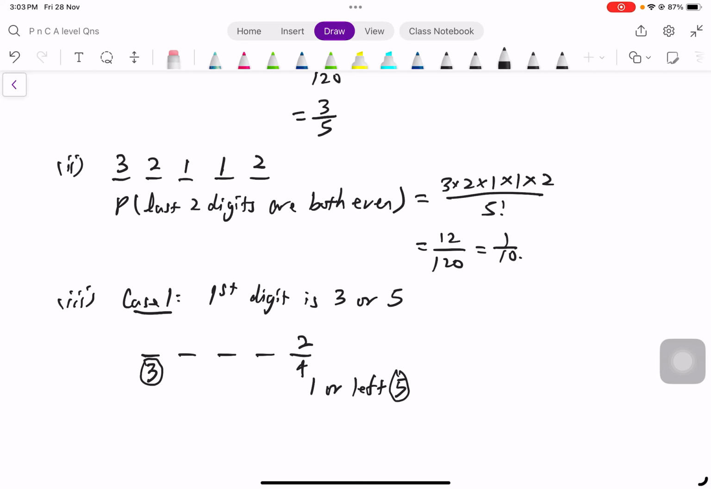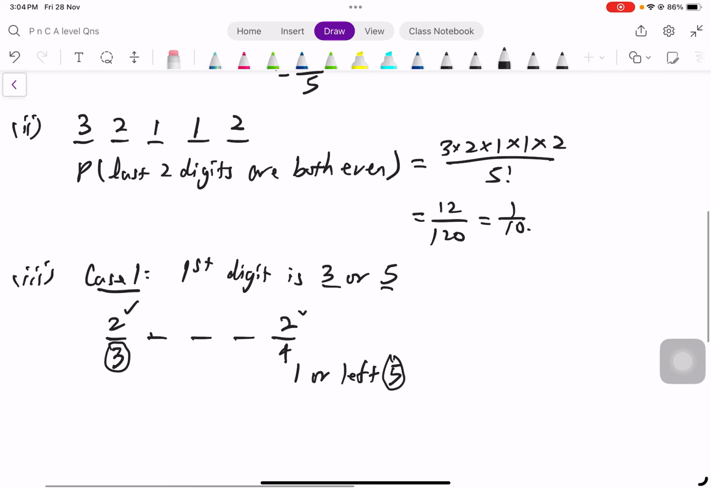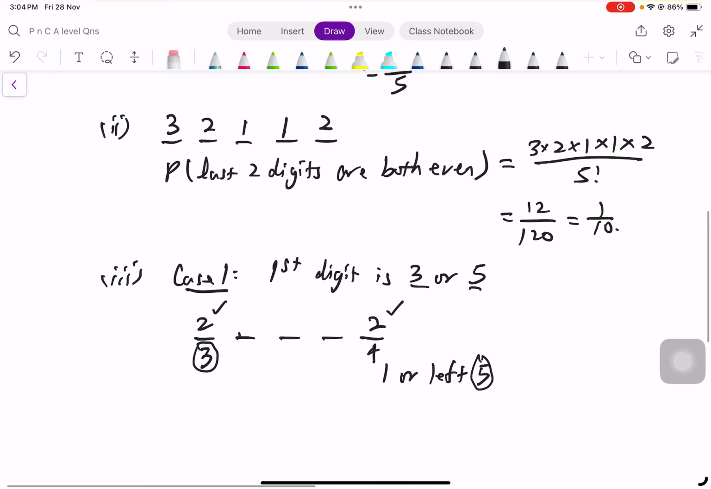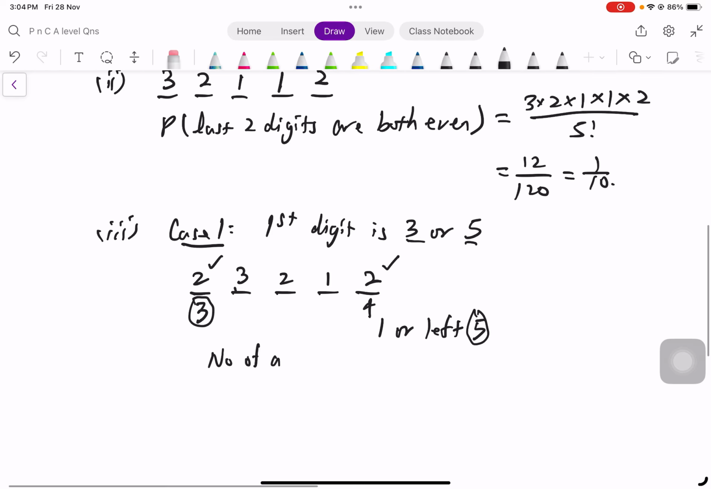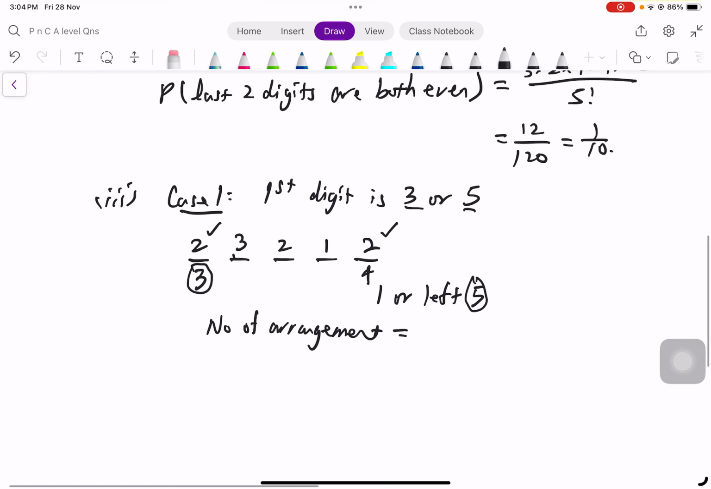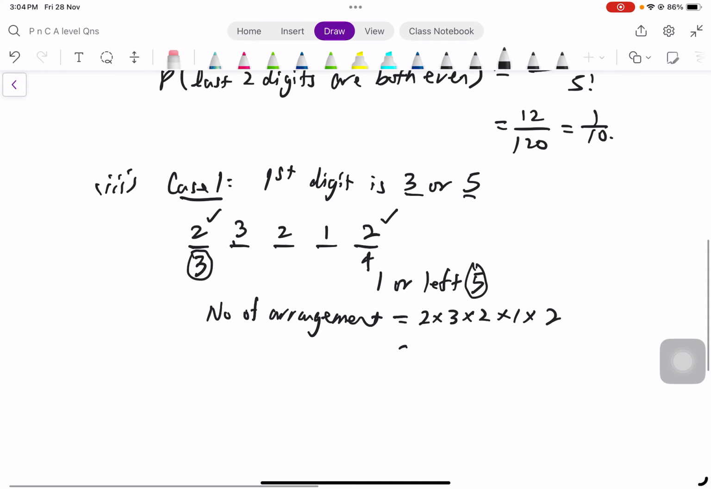Since the first digit is either 3 or 5, this one has 2 choices. And then you take care of the first digit and the last digit. Then the second digit has 3 choices, and then 2 choices and 1 choice. Therefore, the number of arrangements is 2 times 3 times 2 times 1 times 2. Therefore, you get 24 cases.